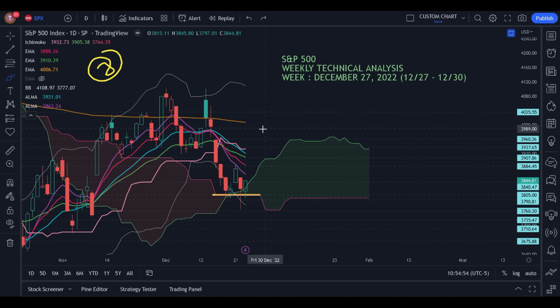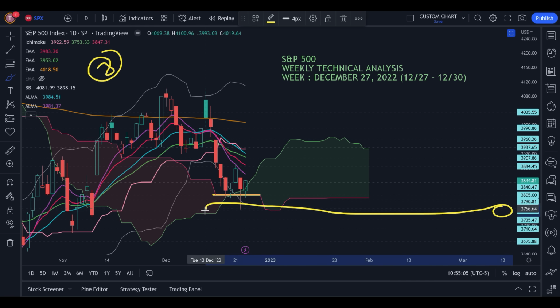On the next Friday, that will be December 30th, the border will change to 3765, and that is again our support level, a very very good support level. So the border will change to 3760. This is the next Friday.